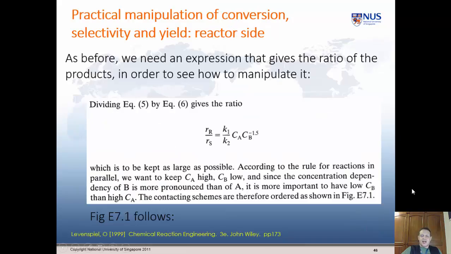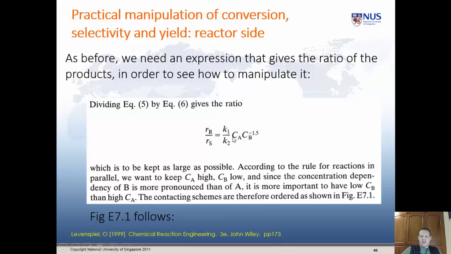Now let's go back to our problem. If you divide one rate equation by the other, you end up with that. So this is the ratio we have to manipulate. Now, in this case, this needs to be as large as possible, and according to our rule for reactions, we're going to need to keep the concentration of A high and B low, because A is for the desired.